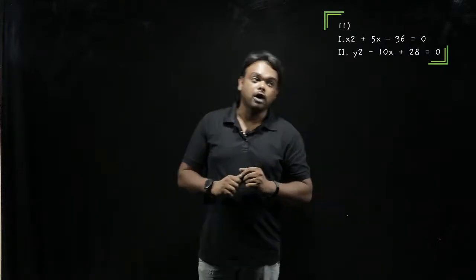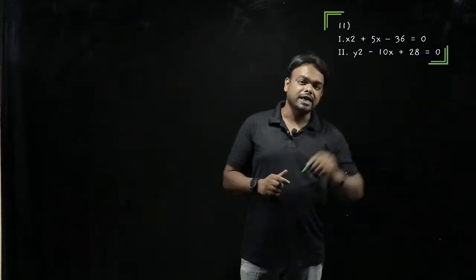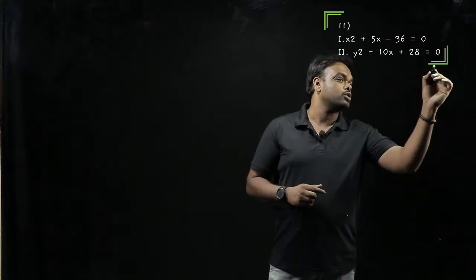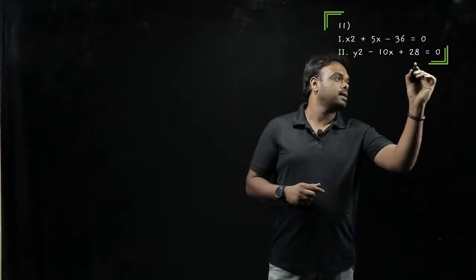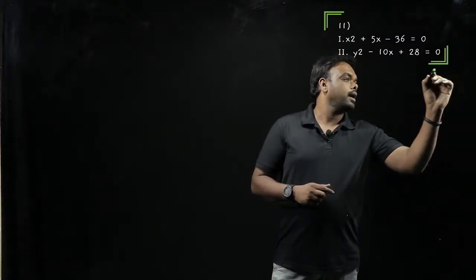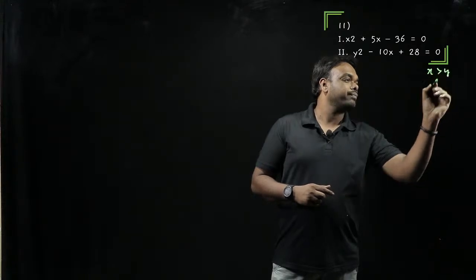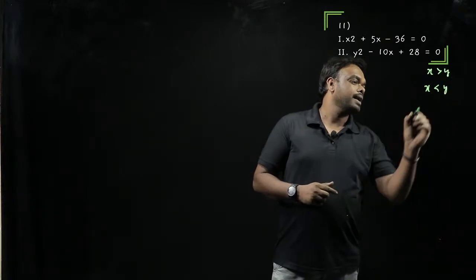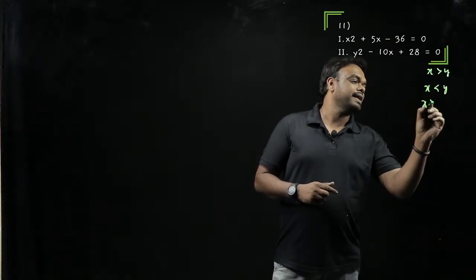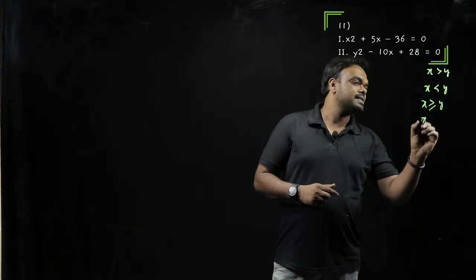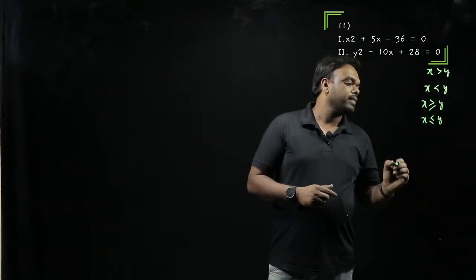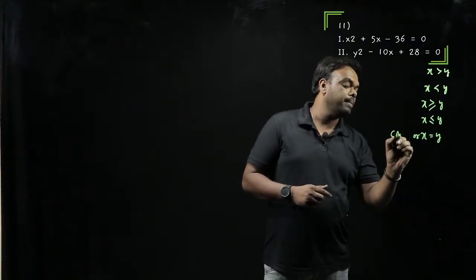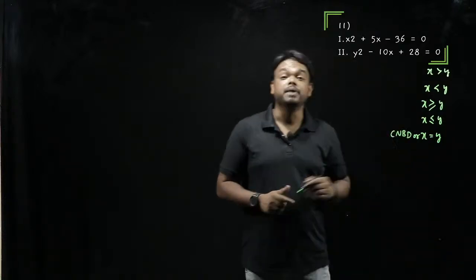Okay, now, let us look at the first question. Here I haven't given any options, people. In quadratic equations, options will be absolutely the same as this always. So there one is, let me write it here. X is greater than y, x is less than y, x is greater than or equal to y, x is less than or equal to y, or x equal to y, or cannot be determined. Relationship cannot be determined.